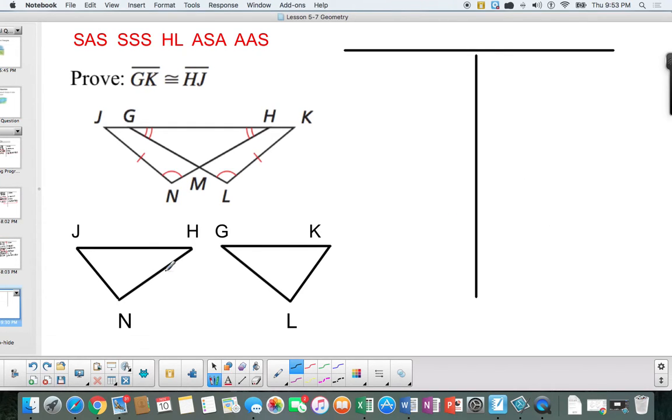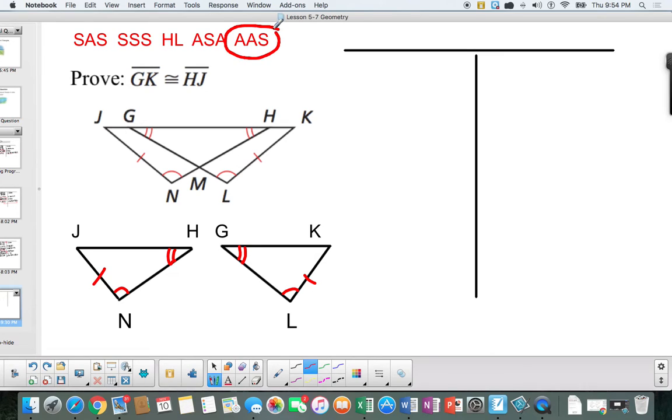All right, let's take a look at another one. The picture's a little complicated, so to help you out, I actually took JHN and separated it from GKL, but I'll go ahead and put the marks. I'll put the 2 tick marks here, and over here I'll put the 2 tick marks here, and then KL and JN and angle N and angle L. When I separate the triangles, then I can see the answer.